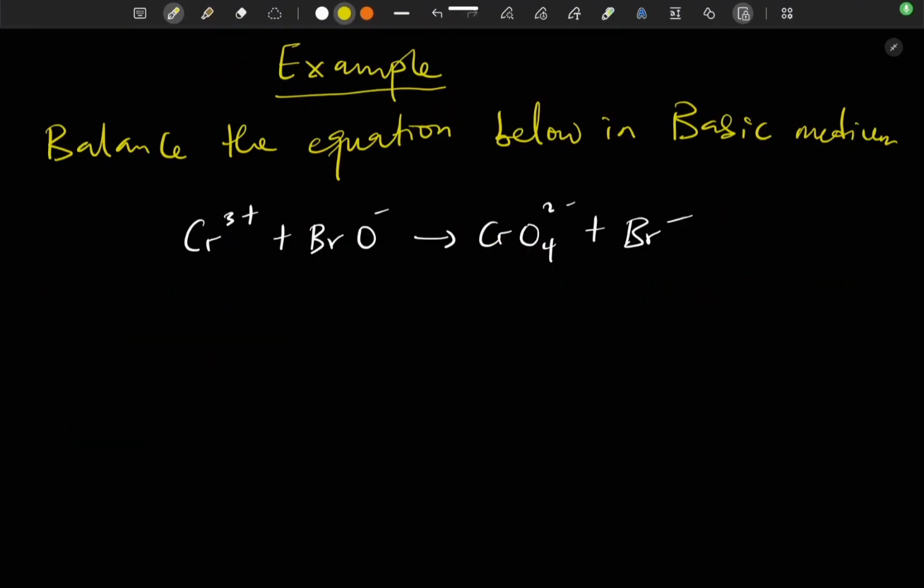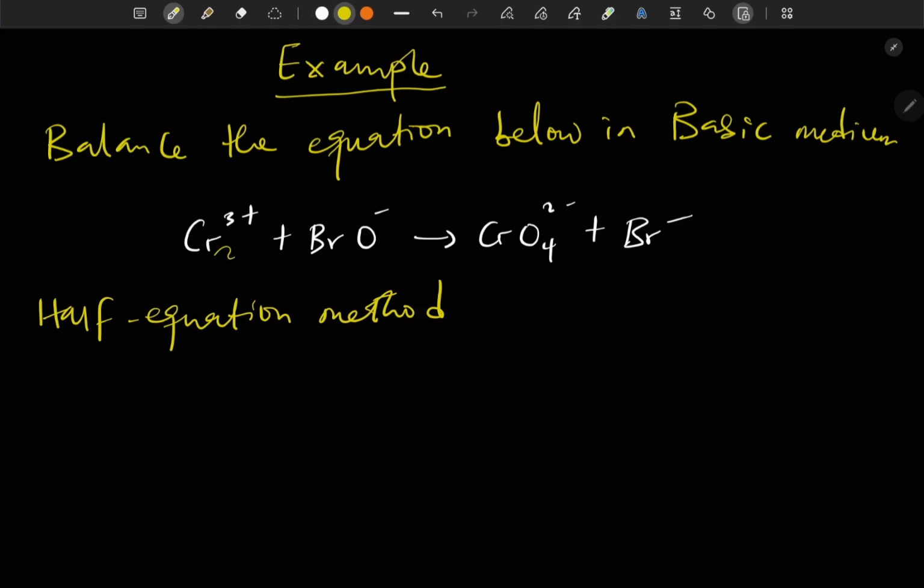So let us consider this example. Balance the equation below in basic medium: Cr3+ plus BrO- gives CrO4 2- plus Br-. So we are going to be using the half equation method. And then, like we said, let's identify the oxidation and reduction half equations.